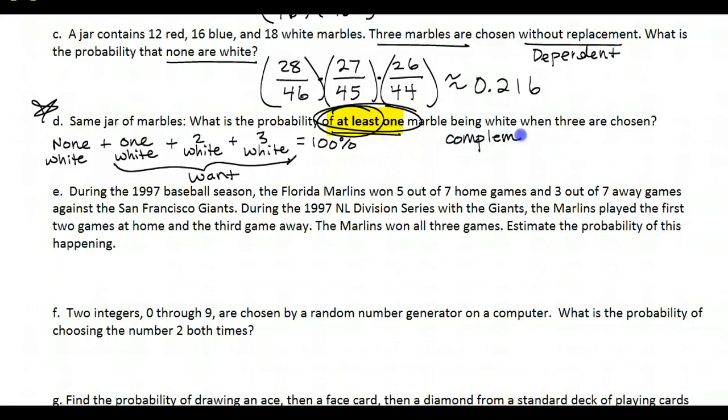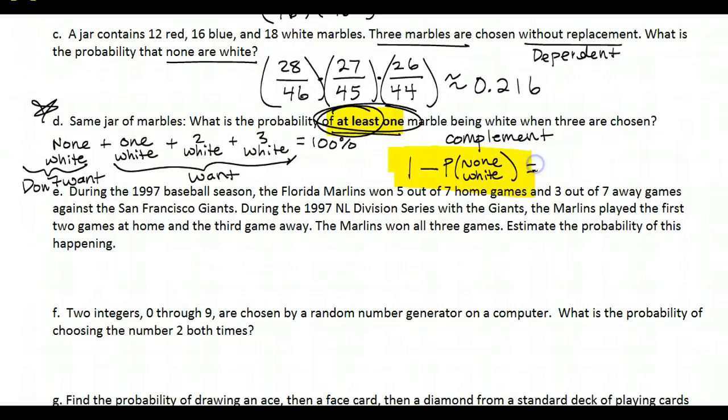So what I'm going to do, in order to find this, I'm going to do 1 subtract what I don't want, and I will get the correct answer. So I'm going to do 1 subtract the probability of getting no white marbles. This part, why don't you write down? So again, I'm doing 1 subtract what I don't want, and when I subtract off what I don't want, I'll get the answer for what I want.